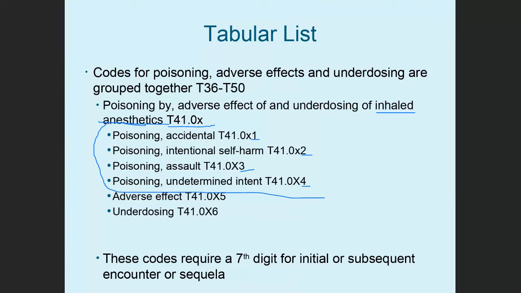For adverse effects, T41.0X5. For underdosing, T41.0X6. And remember that these codes require a 7th digit. Initial encounter, an A, subsequent encounter, D, and sequela, S.